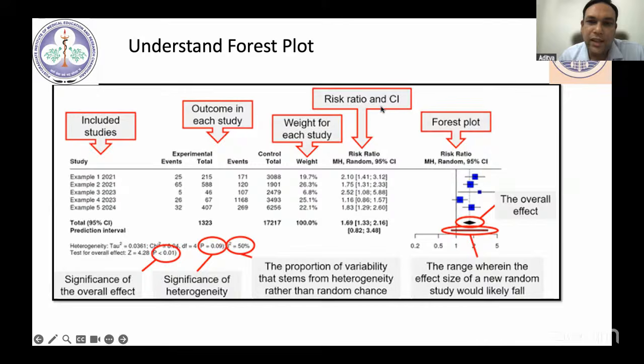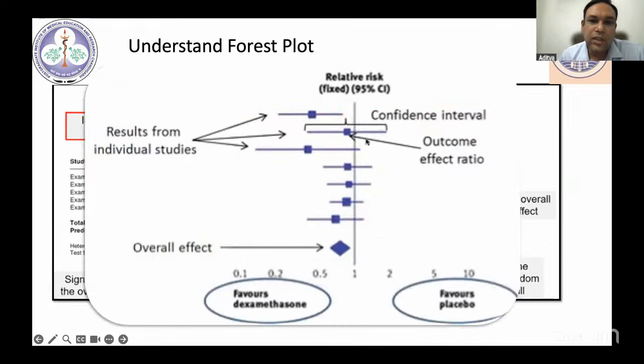Then you have the effect size or the risk ratio and confidence interval, and that is what is reflected in the forest plot. So if you look at each square here, it will give you the outcome or effect ratio from each single study along with the confidence interval. And this is the line of no effect, and this is the pooled data, the overall effect. When the overall effect is touching the line or crossing the line, it means the data is not significant.